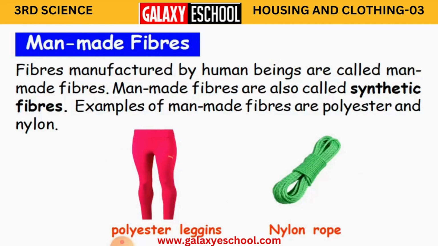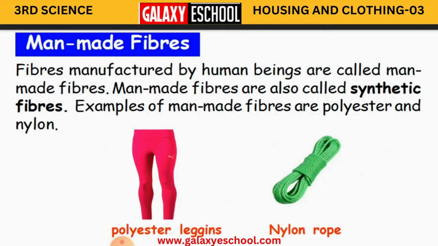Okay children, so yesterday we learnt about natural fibers. When we were discussing how clothes are made, we were learning about natural fibers. In this session we will be continuing with man-made fibers. What are fibers, children? They are the threads by which the cloth is made.